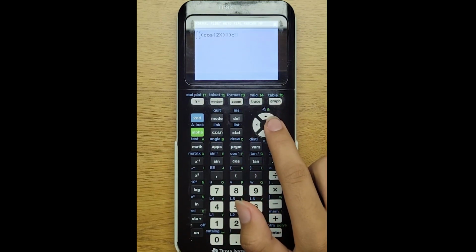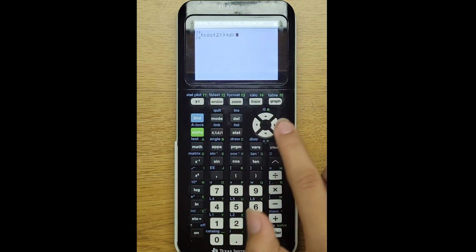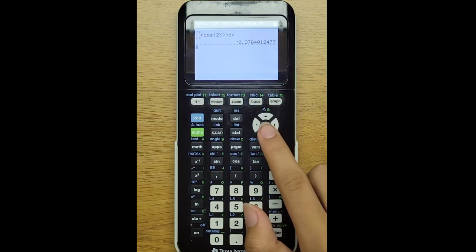It is very important that we close the parentheses, otherwise the integral function will not work. After that, we're going to go D and press X, just like that. We press enter, and it gives us an answer.